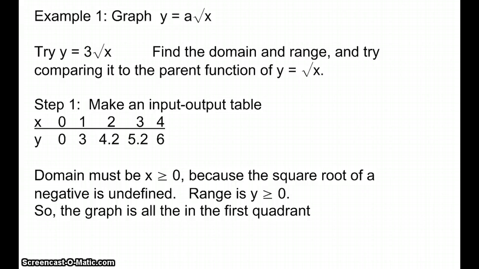In this case, the domain, or the x values, must be that x is greater than or equal to 0. Since x is underneath the radical, it cannot have a negative value. The lowest value it can have is 0. So x is greater than or equal to 0. The range is y is greater than or equal to 0, because if you look at the input-output table, when x is at its lowest value of 0, y is also 0. So the graph is all going to be in the first quadrant.